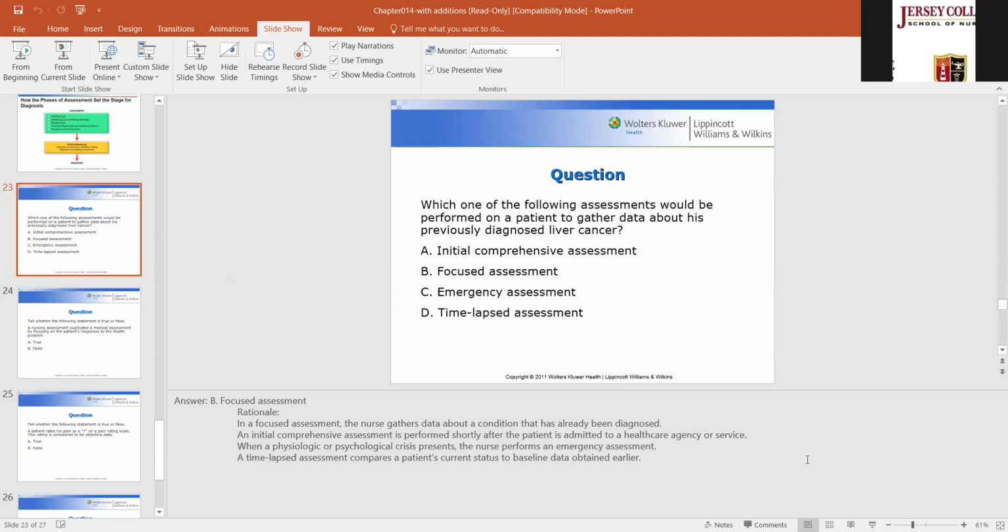What about the emergency one? When are we going to do that? When there's an emergency. Life-threatening emergency. Okay, stabbings, life-threatening, okay. What about time lapse? Like a post-op, over a few hours. Okay, good.